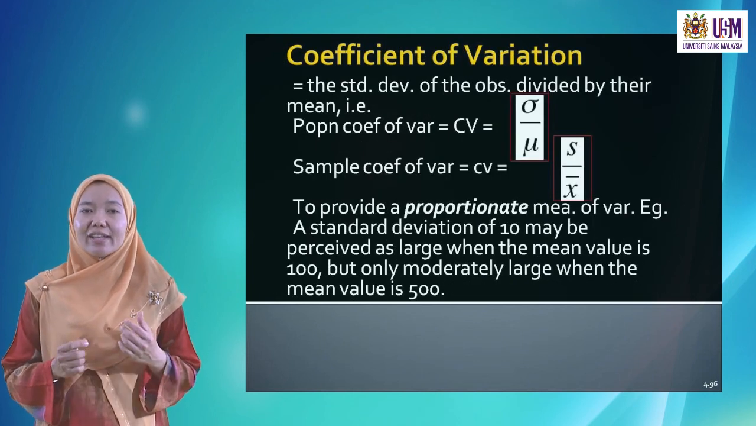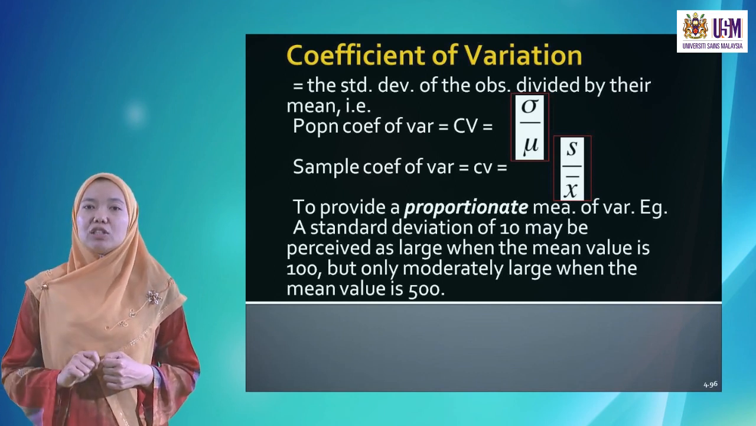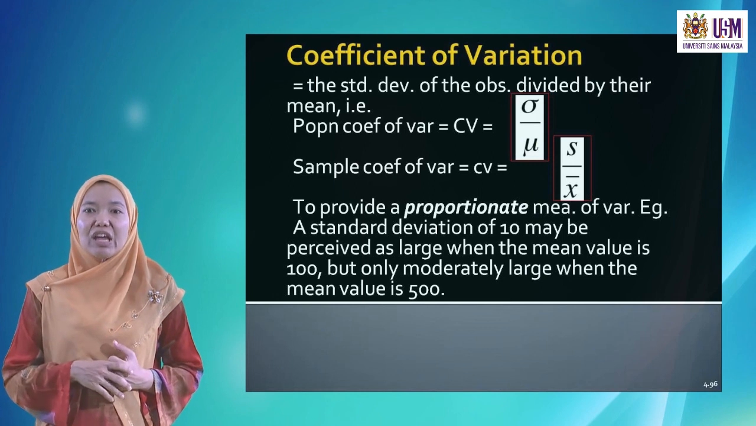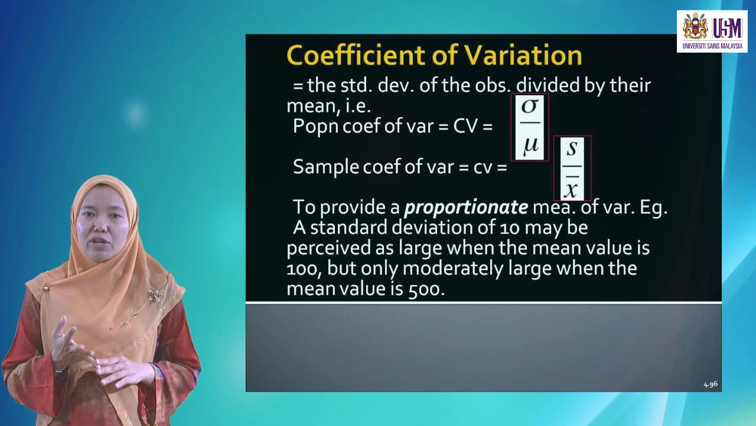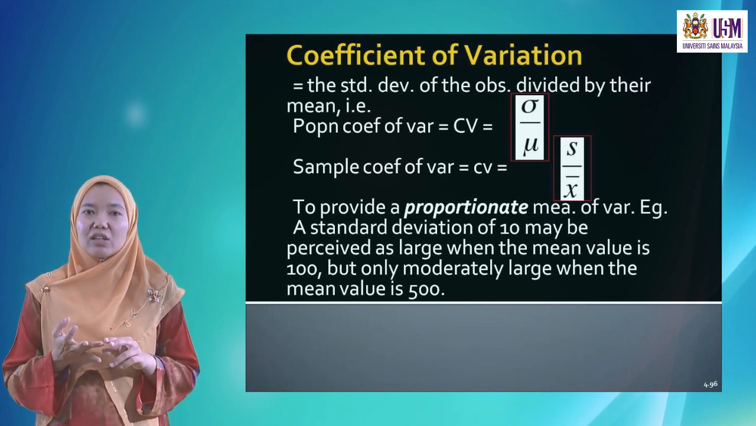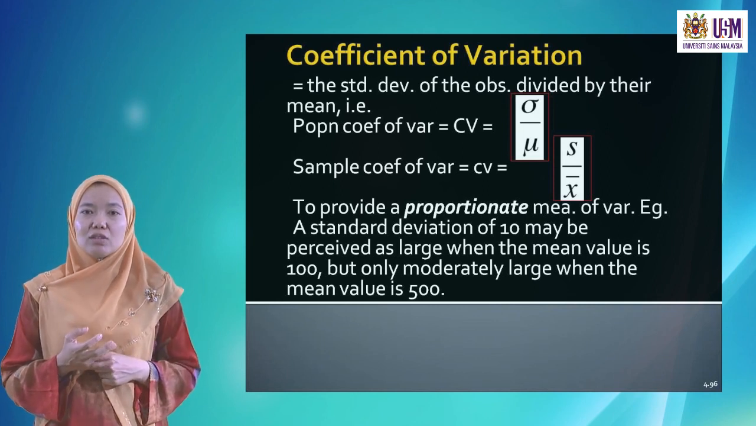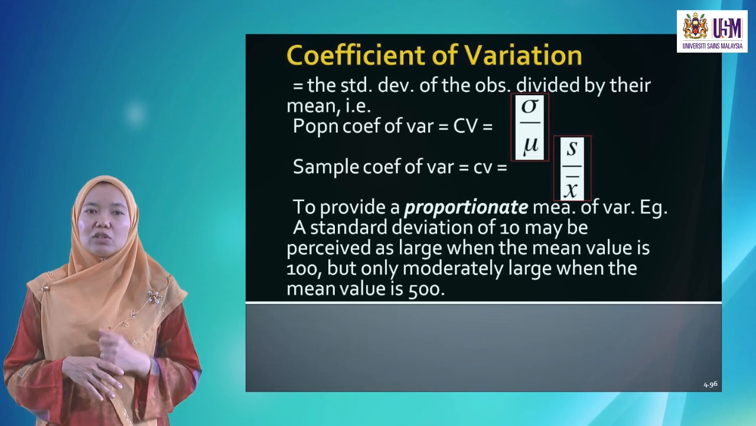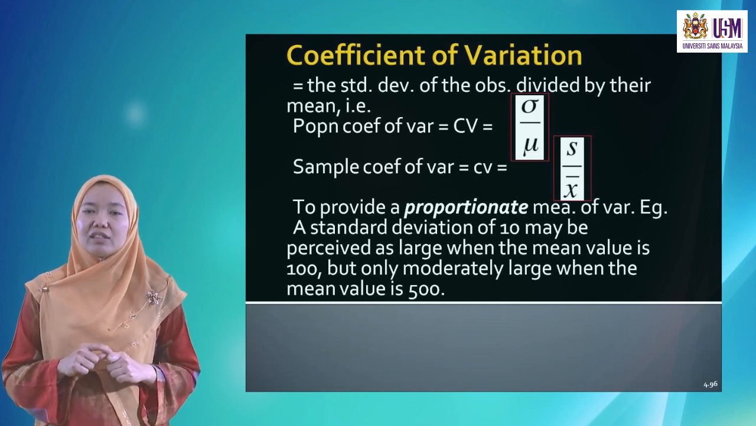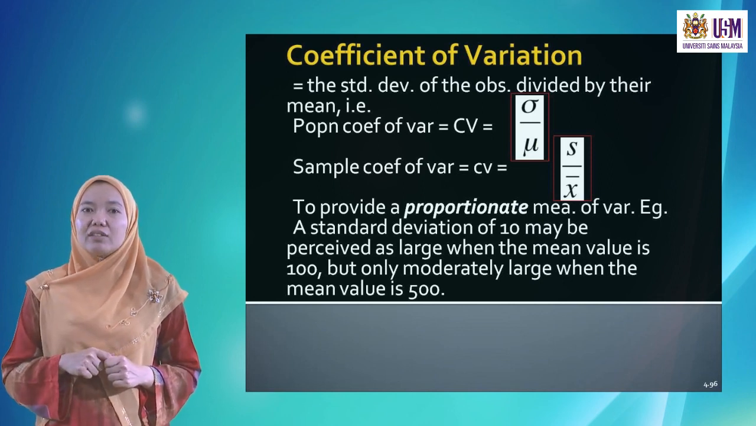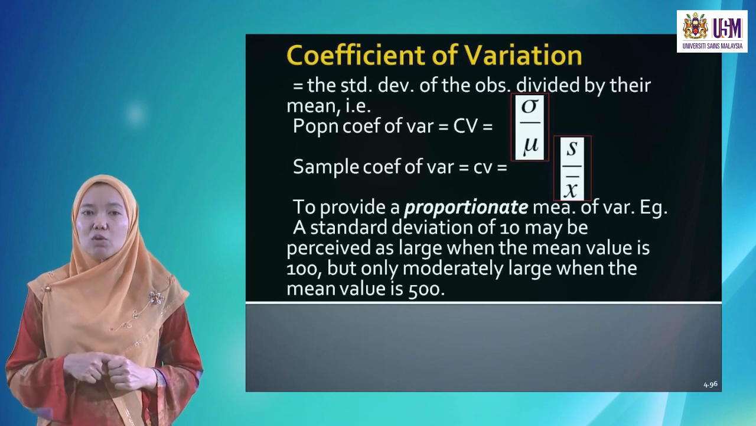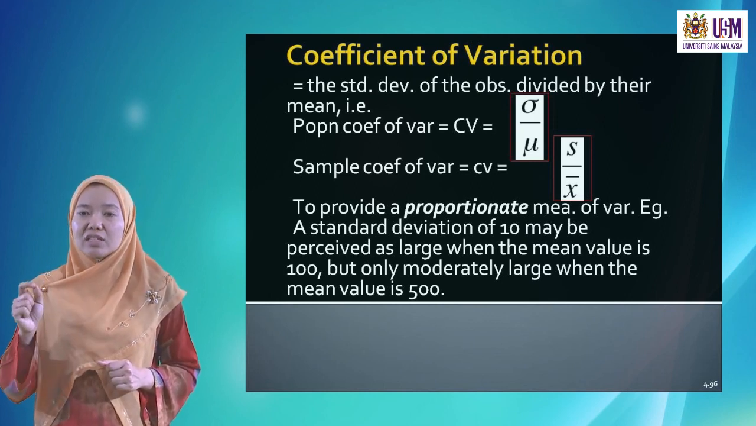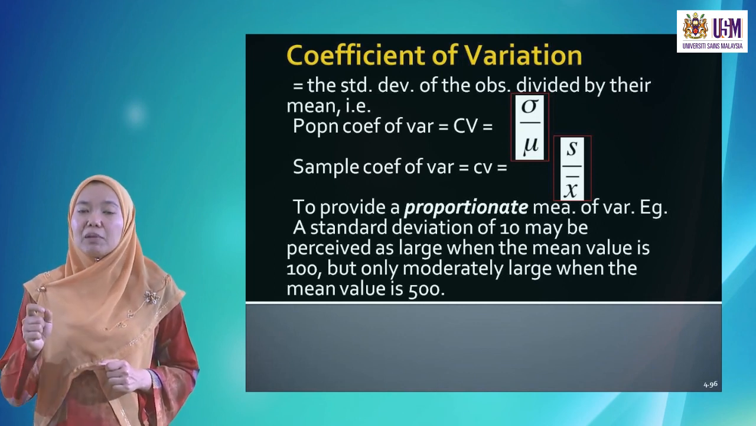The third measure of dispersion, or measure of variation, is what we call the coefficient of variation. Coefficient of variation is the standard deviation of the observation divided by the mean. So you have the measure of central location, the mean, and just now the measure of variation in terms of standard deviation. You take these two and divide. The population coefficient of variation, in short capital CV, is given by the population standard deviation, sigma, divided by the population mean, mu. For the sample, the same thing: small cv equals the sample standard deviation, S, divided by the sample mean, X bar.